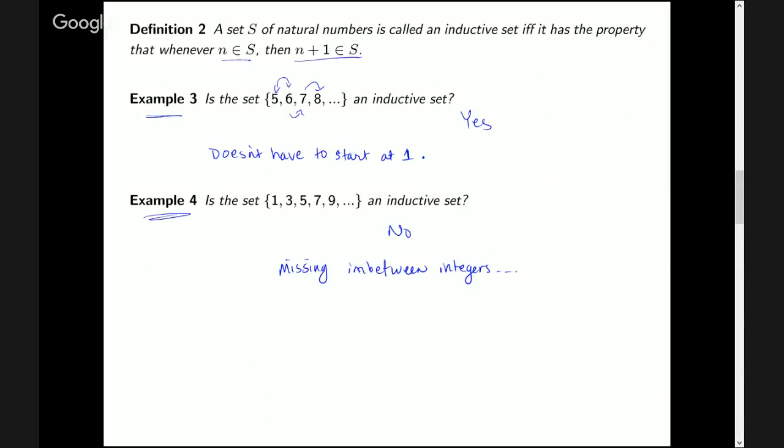You have a bunch of homework problems. They're going to ask you if it's inductive or not. It doesn't have to start at 0 to be inductive. It simply has to have every integer after its starting integer in the set.